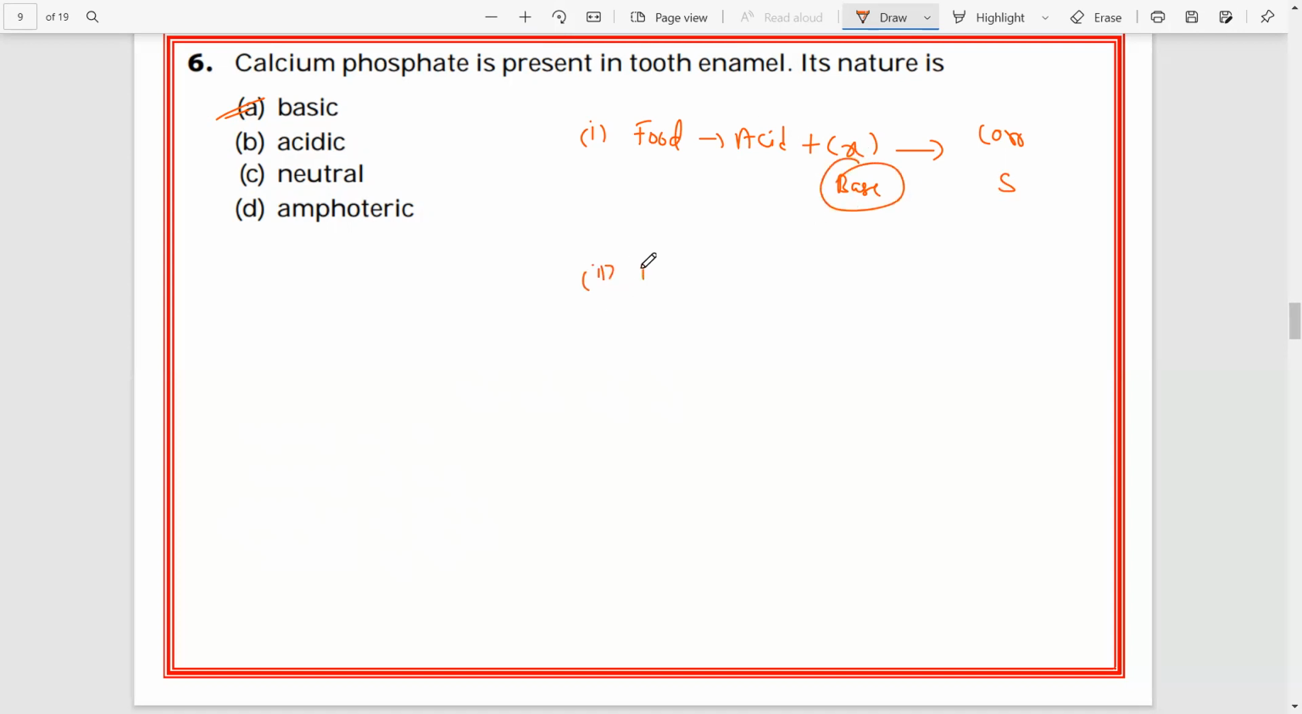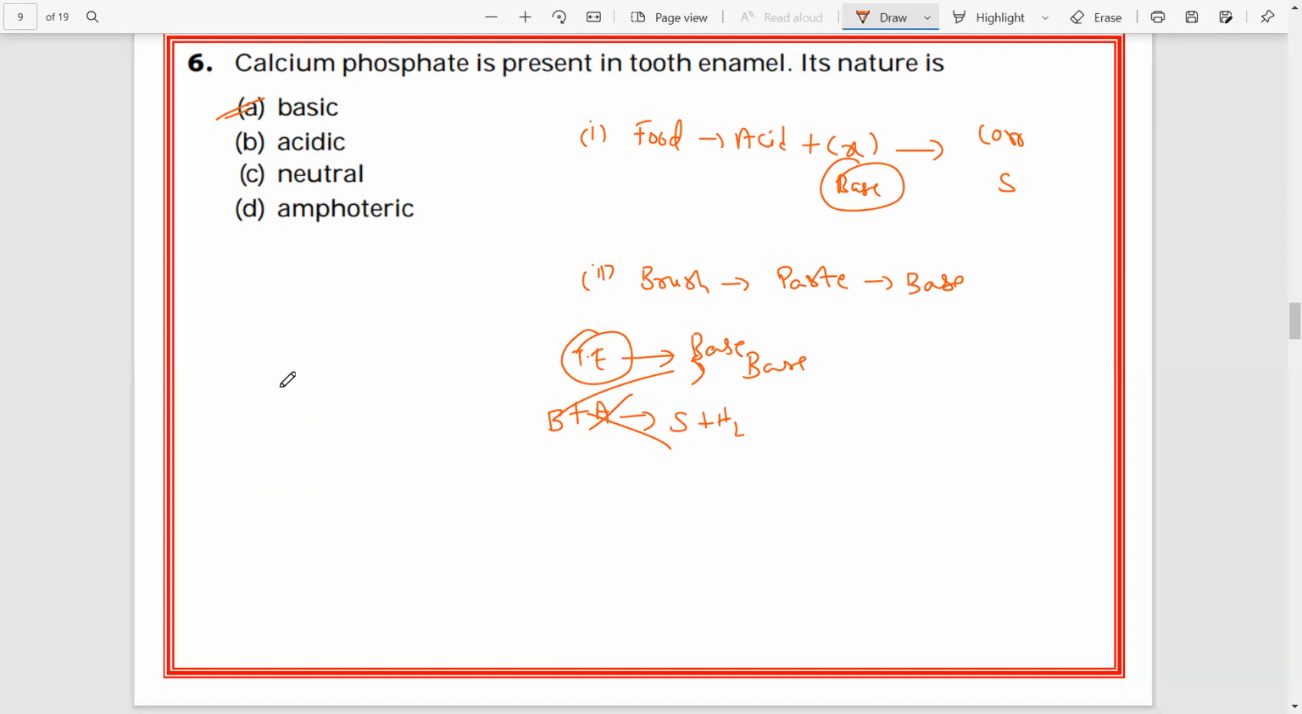Number 2. We brush our teeth every day using toothpaste, isn't it? What is the nature of toothpaste? Of course it is base. If our tooth enamel were acid, and you add base, both would mix together to form salt and water. That is not happening, because base can be added to base. So from this condition we can say the tooth enamel is base. So by taking these two conditions, we can say it is base.